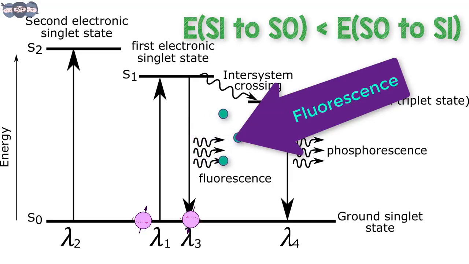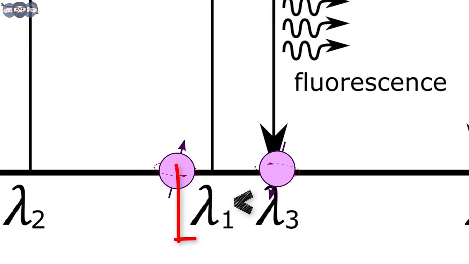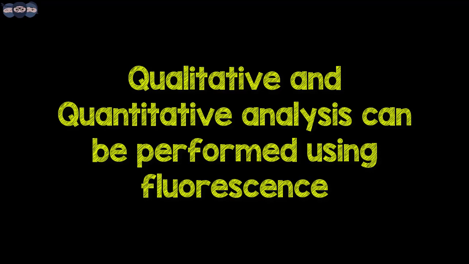This transition involves less energy than the original absorption. So, the emitted wavelength is greater than the absorption wavelength. That is, λ3 is greater than λ1. One can perform both qualitative and quantitative analysis of a sample by studying and measuring its fluorescence.